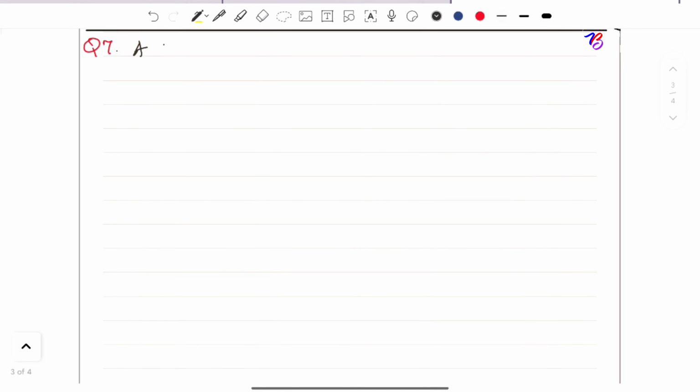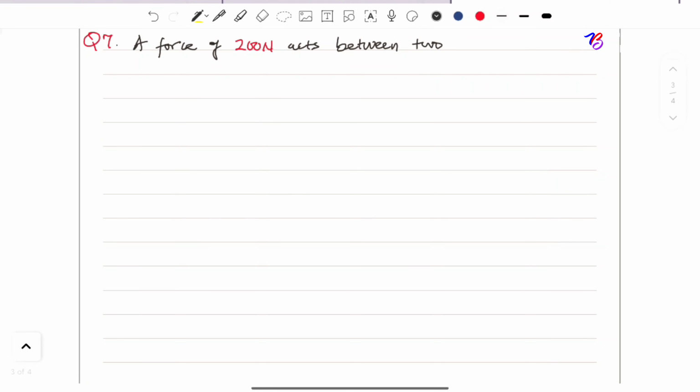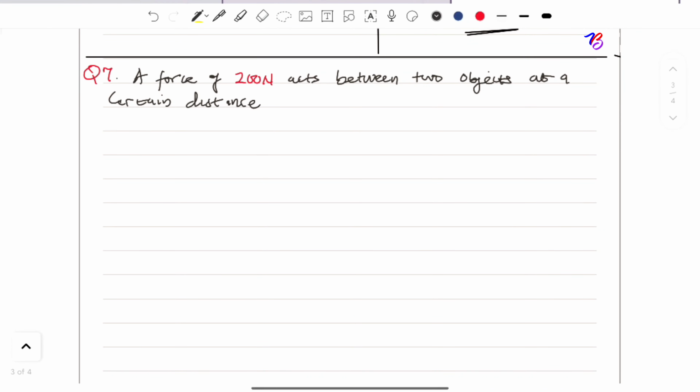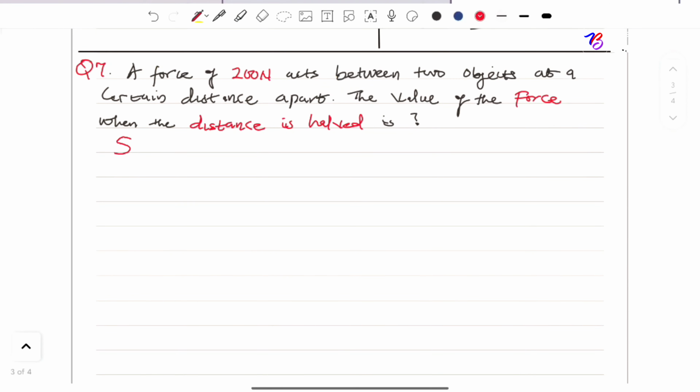Hello guys, welcome. Here's another question before us under linear momentum. A force of 200 Newton acts between two objects at a certain distance apart. Exactly. The value of the force when the distance is halved is, so that's the question. What will become the new value of the force, which will become F2, when the distance is halved?